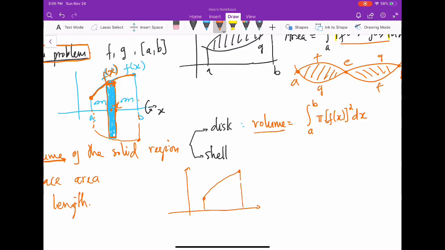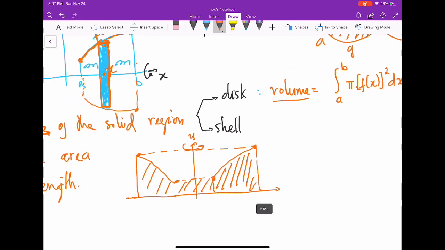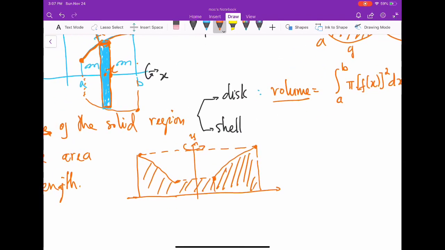So my region looks like this, and then I rotate about the y-axis. If I rotate about the y-axis, I get the following picture. Now, let's say they're symmetric, right? So I get something like this, okay? So my region looks like this. My solid region looks like this. You see, in order to find the volume of this guy, sometimes we cannot use the disk method. And most of the time, we cannot use the disk method. We need to use the shell method.